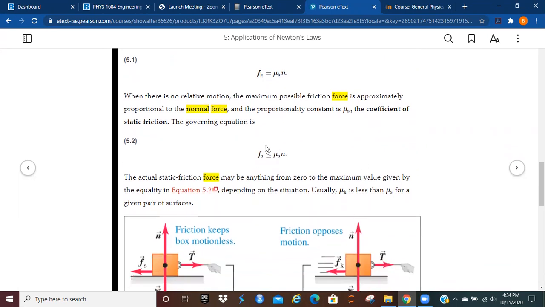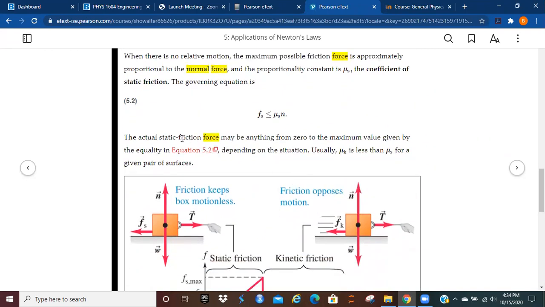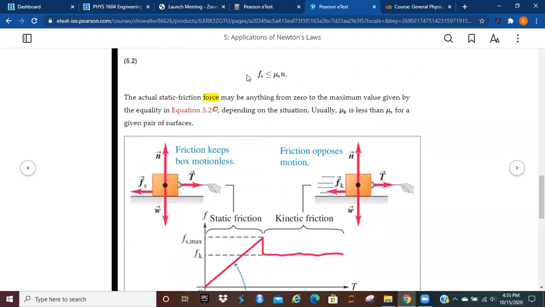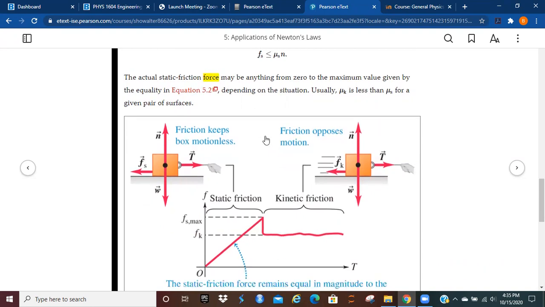The governing equation is that the static friction force is going to be less than or equal to the coefficient of static friction times the normal force. The actual static friction force may be anything from 0 to the maximum value given by the equality in equation 5.2, and it does depend on the situation. So usually mu sub k is less than mu sub s for a given pair of surfaces.